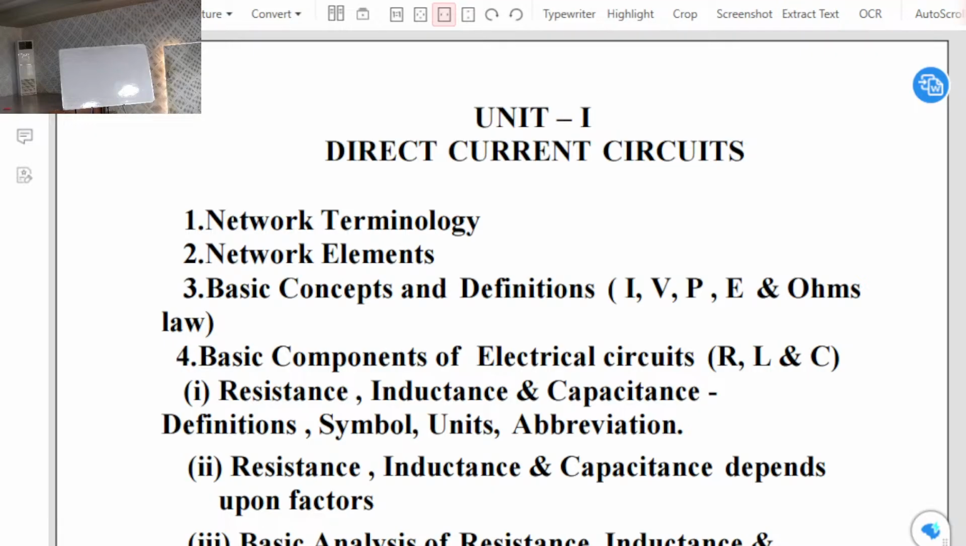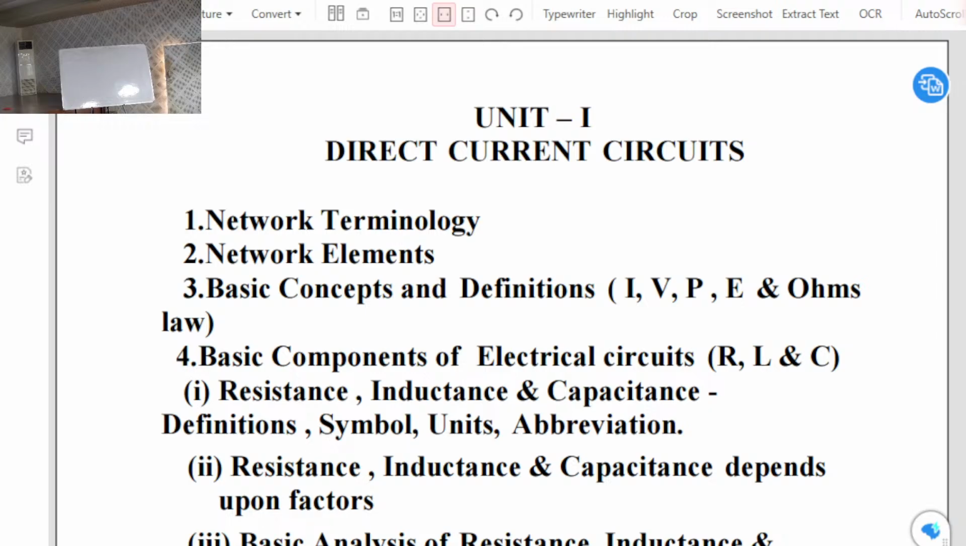Third topic, basic concepts and definitions. The first one is network terminology. Second one is network elements. Third one is basic concepts and definitions. So what are the definitions we need to study? Current, voltage, power, energy, and Ohm's law.